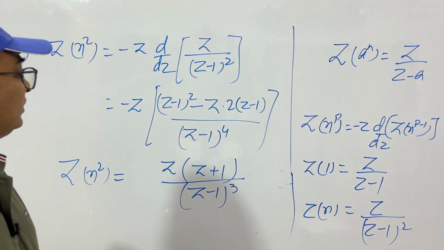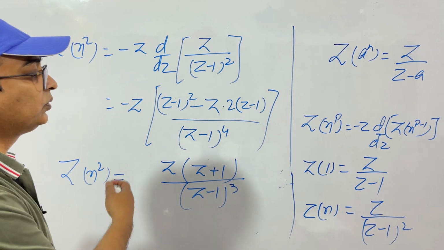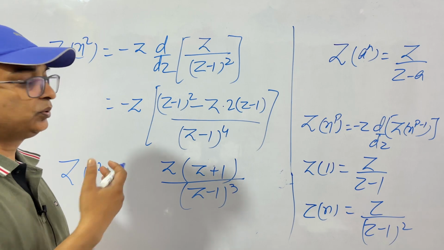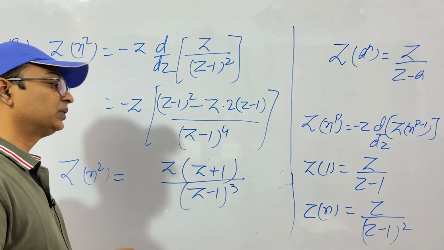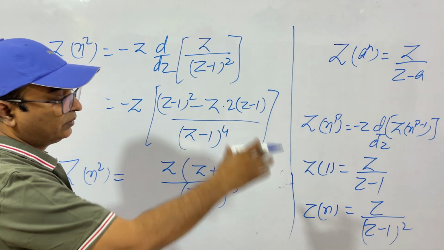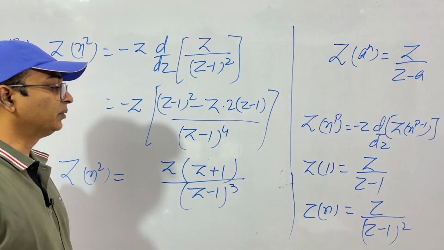In this way you can find Z of n to the power 3, n to the power 4, n to the power 5, whatever you want. In sequence, you should go for n to the power 3, 4, at least up to n to the power 5. You can use those as standard results, and you should write them in the back of your copy so that you remember these.